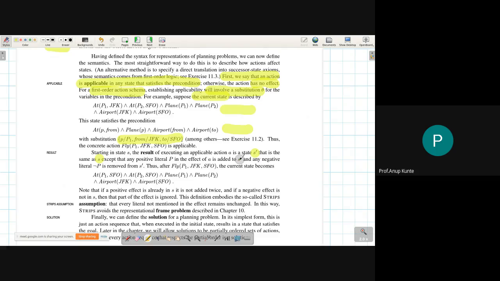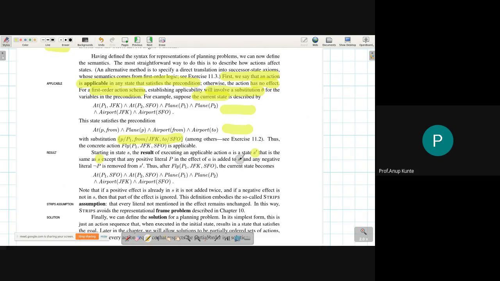So at P1, SFO is now there in my state representation. At P2, SFO remains there, P1 remains there, plane P2 remains there, airport JFK remains there, and airport SFO also remains there. So now this is going to be a very simple way of looking at how actions are making you walk over the state space.